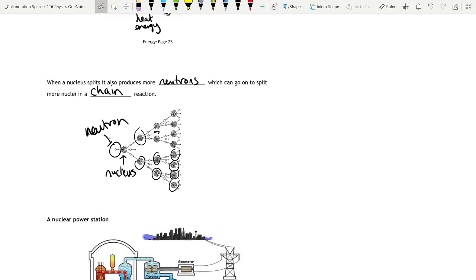So in nuclear power stations, obviously we need to control it. We sometimes have things that slow down the neutrons. We have things that can take neutrons out of the process, so we don't have as many splitting up, not as much heat produced. We also have ways to cool them down as well.